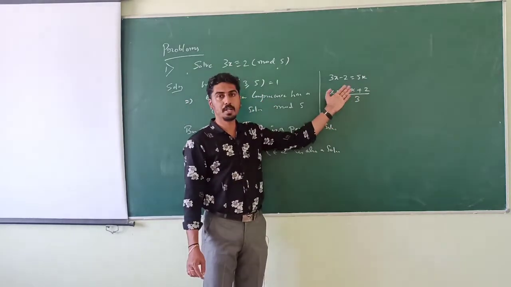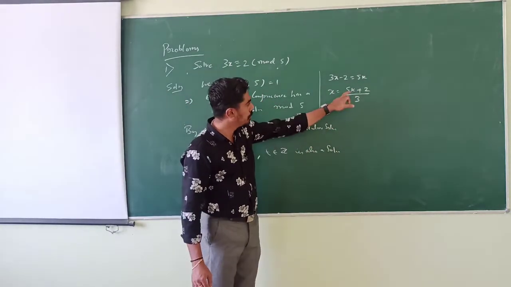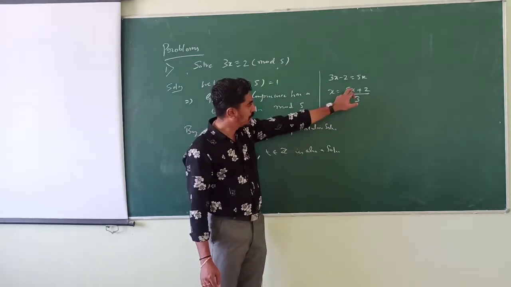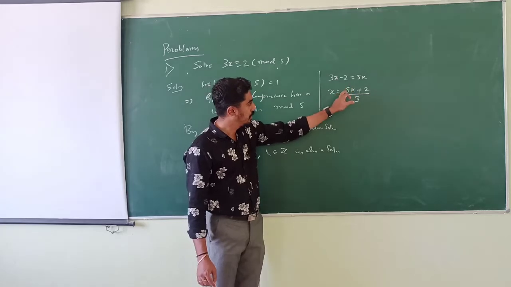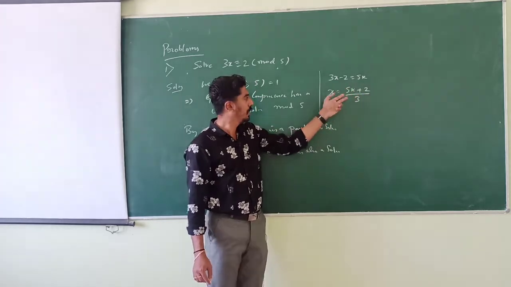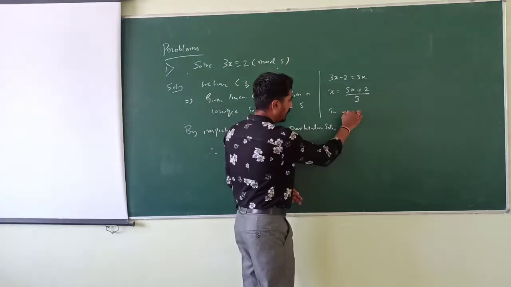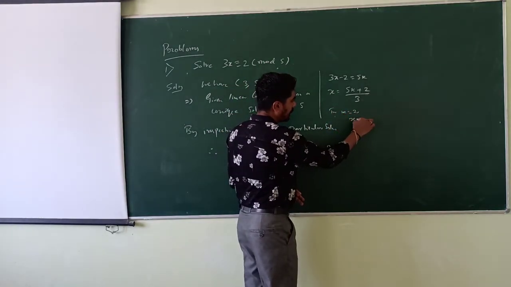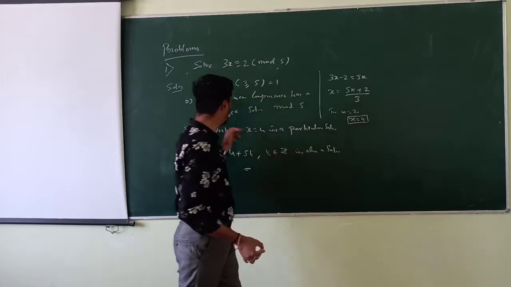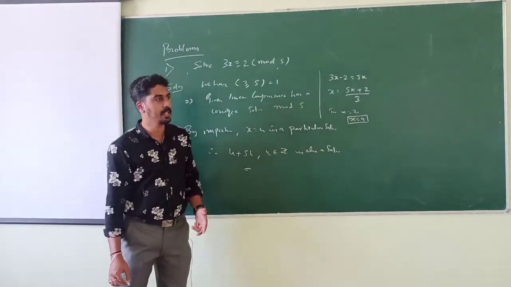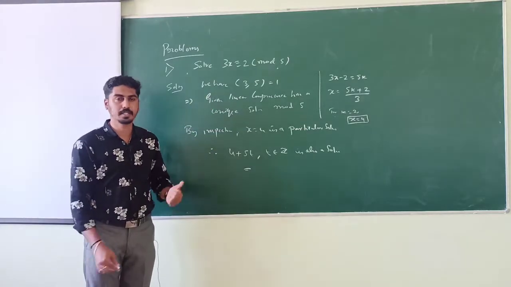For k equal to 0, we get 2 by 3, which is not an integer. For k equal to 1, we get 7 by 3, which is also not an integer. When I put k equal to 2, I get 12 by 3, which is 4, an integral solution. Therefore x equal to 4 is a particular solution. This is another method of finding the solution by inspection.